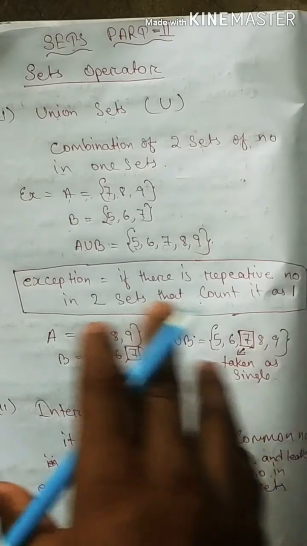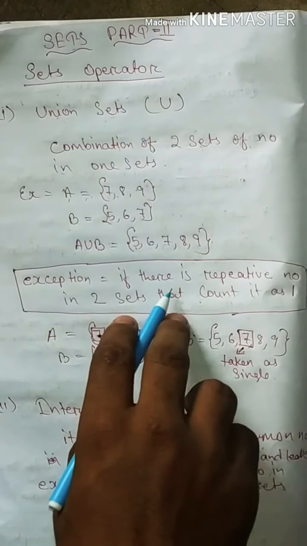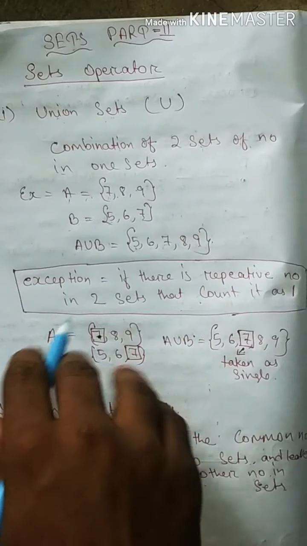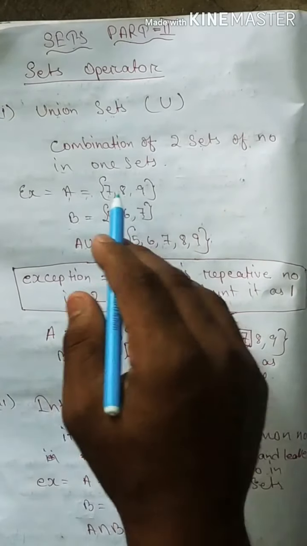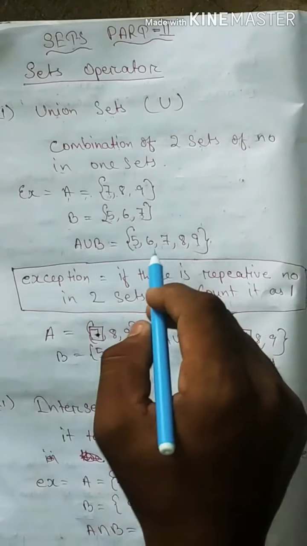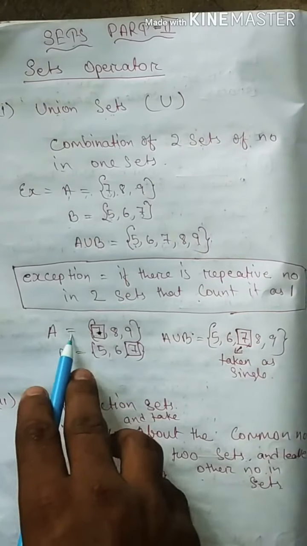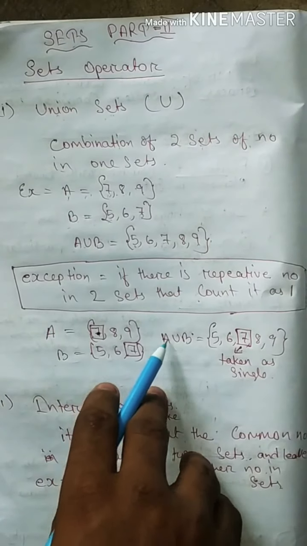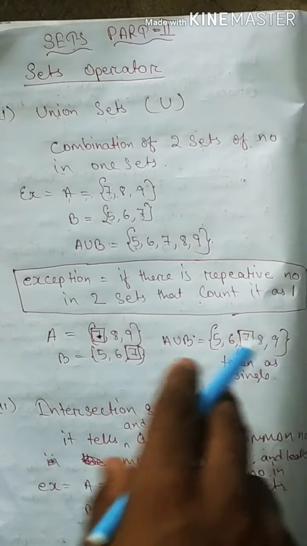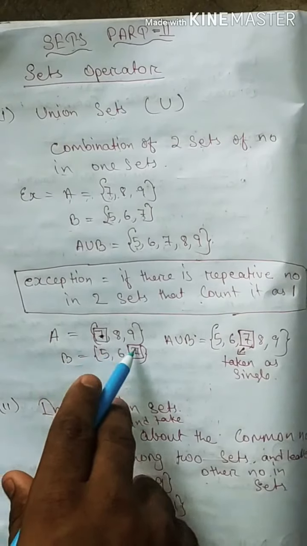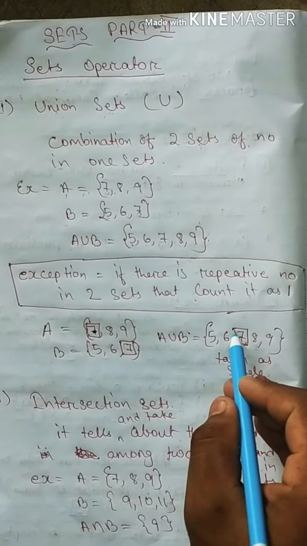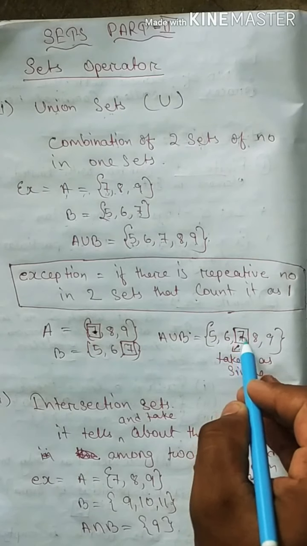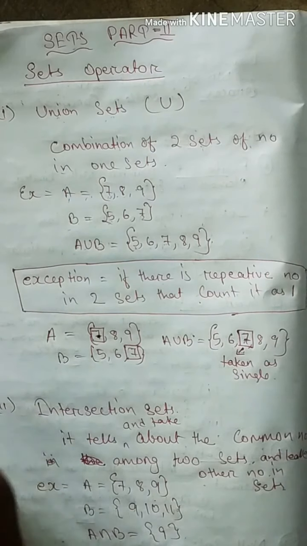I am telling you the exception. If there is a repeated number in two sets, we count it once. Like here, 7 and 7, here single. A is equal to 7 8 9, B is equal to 5 6 7, A union B is equal to 5 6 7 8 9. Here also 7, here also 7, means we have taken it as common, and we have written 7 once.